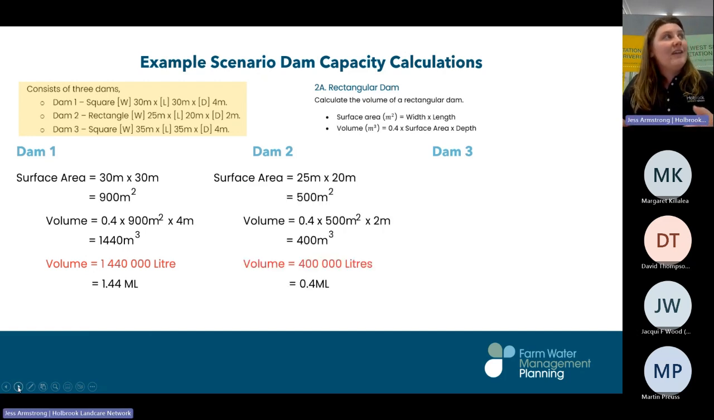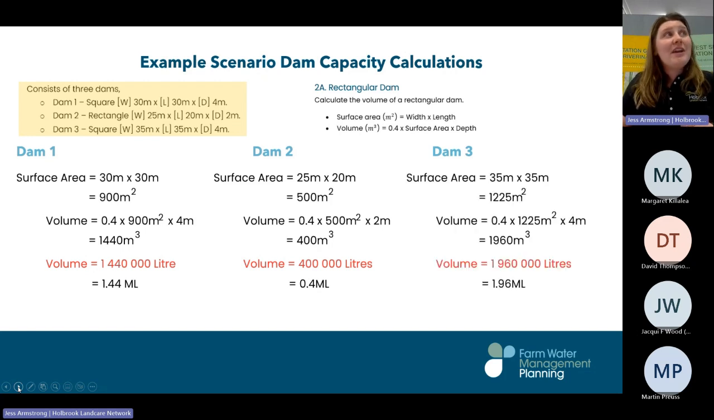We'd follow the same working out for dam 2. We know that it's a rectangular dam. It is 25 metres by 20. It brings us to 500 square metres. Our batter again is 0.4 times 500 square metres times 2. And that brings us to 400 cubic metres. We know then by timesing by 1,000, our volume for that particular dam is going to be 400,000 litres, 0.4 megalitres. And dam 3, 35 metres times 35 gives us 1,225 metres squared.